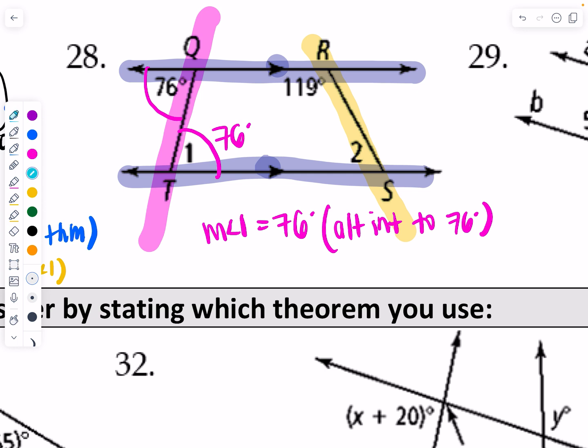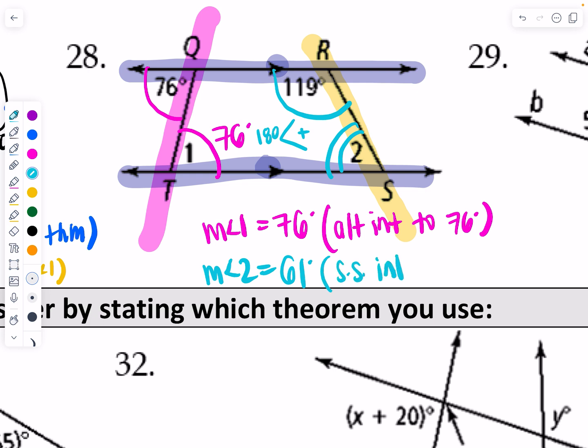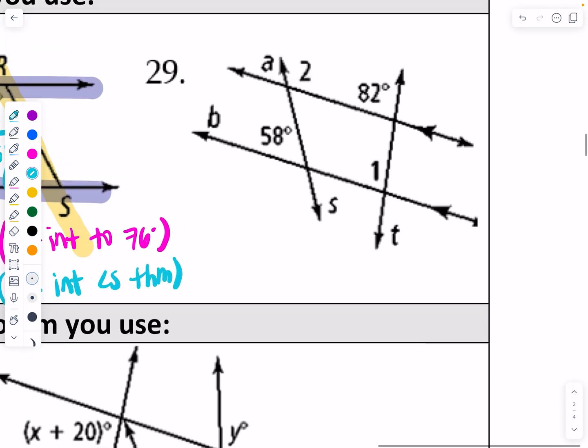All right, well, if this angle is 119, it is going to be supplementary to angle 2. So what is the measure of angle 2? It's going to be 180, which is the sum of those two, minus 119. What does that give me? That is going to give me 61 degrees. So 119 plus 61 is going to give me 180 because that is going to be the same side interior angles theorem, which says that those must be supplementary. So 180 minus 119 gives me 61 degrees. And that makes sense because that is an acute angle. Okay?